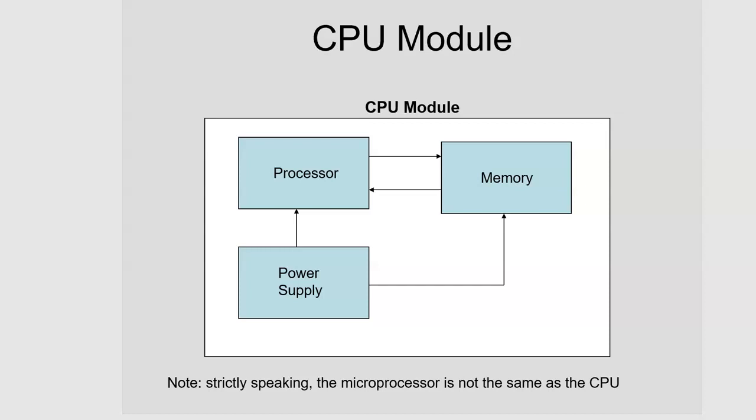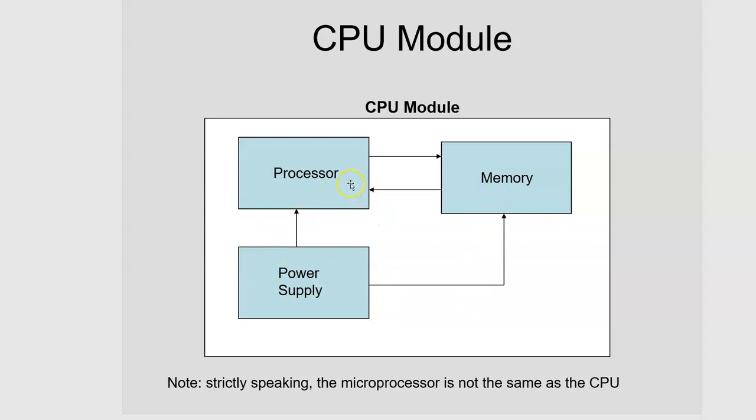The way to think about the CPU module is as containing these subsections shown. There is the microprocessor, which you can think of as a tiny computer. It's the heart of everything in any digital device. There's memory, and then there's power for the microprocessor. Now notice the direction of these arrows. This power supply powers both the microprocessor and gives power to memory.